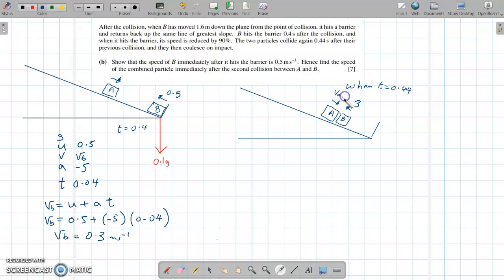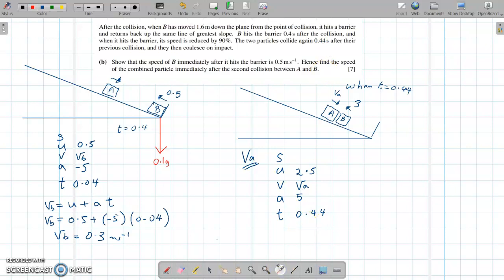So we need to calculate VA. Right, so that calculation for VA. We're going from here to here. Well, downwards is going to be positive. So we start with initial speed of 2.5 because that's what it says in the question. That's what we're looking for, the final speed. The acceleration is exactly the same, 5 meters per second squared, but the acceleration is going in the direction of motion, so it's positive. T is 0.44 because we're going right from the first collision to the second collision, so that's 0.44 seconds later.